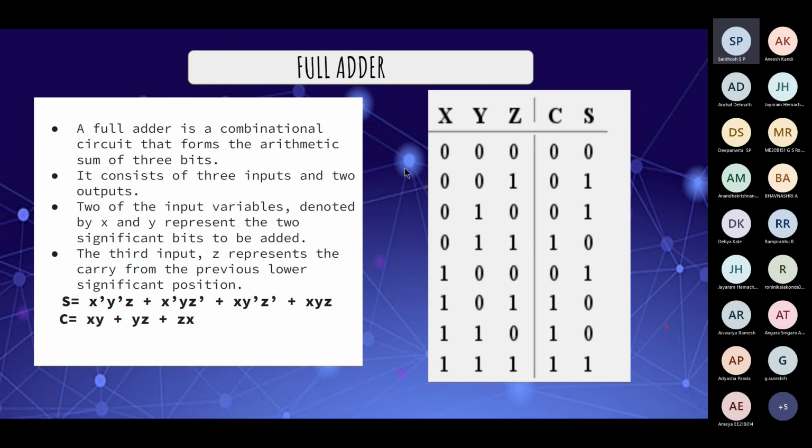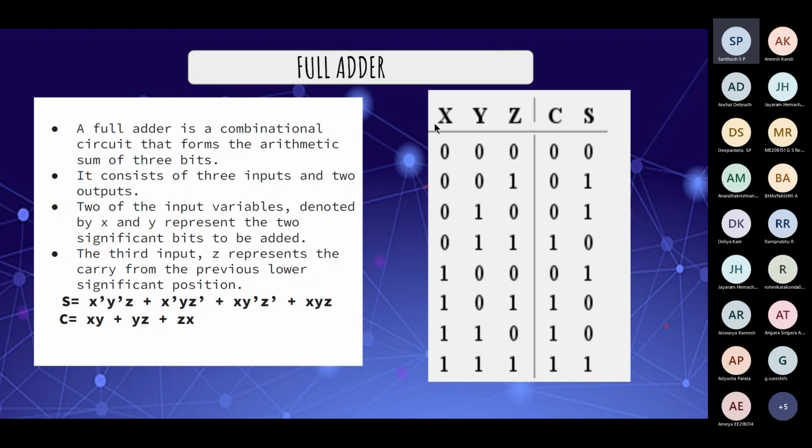So we can think of this full adder as what we studied in binary addition. You can think of X and Y as the augend and the addend bits in the binary addition, and then you can think of Z as the carry from the previous digit. Now we'll see how the truth table actually came.